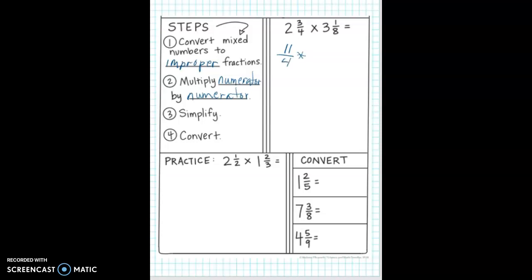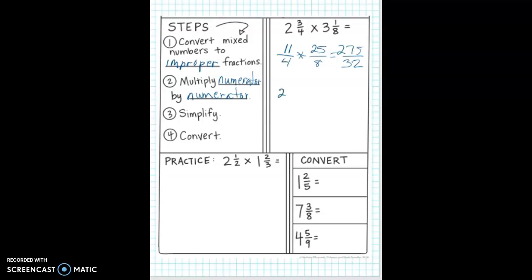I need to do the same thing to my next mixed number. My denominator of 8 times 3 is 24, plus 1 is 25. 25 over 8. Multiply across. 32 is my denominator. 11 times 25. So that would be 275. We have some very big numbers here.